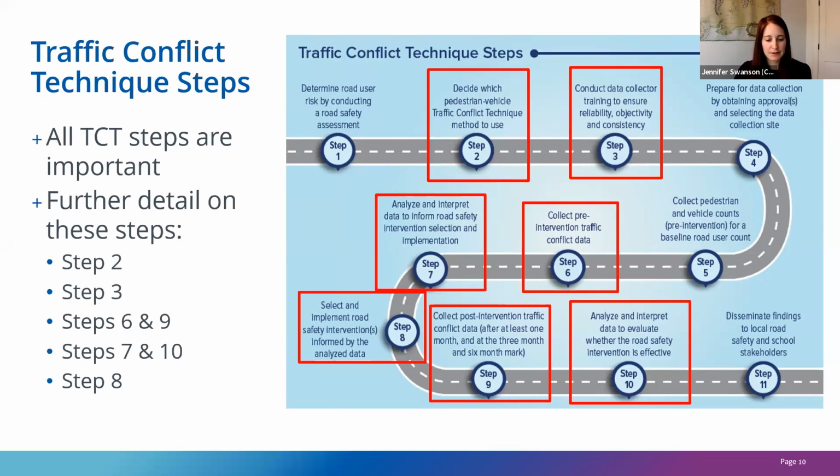Step 2 is decide which TCT method to use. Step 3 is conduct data collector training. Steps 6 and 9 are to collect pre and post intervention data. Steps 7 and 10 analyze and interpret the data. And step 8 is select and implement the road safety intervention.